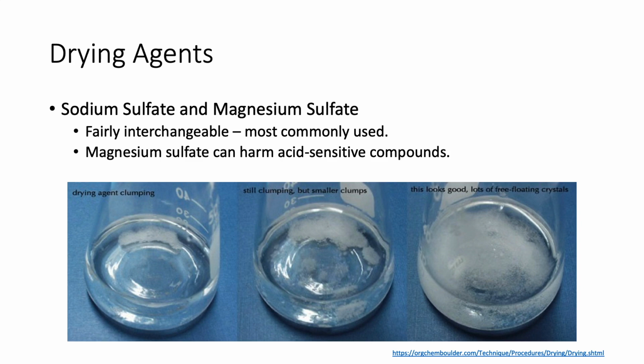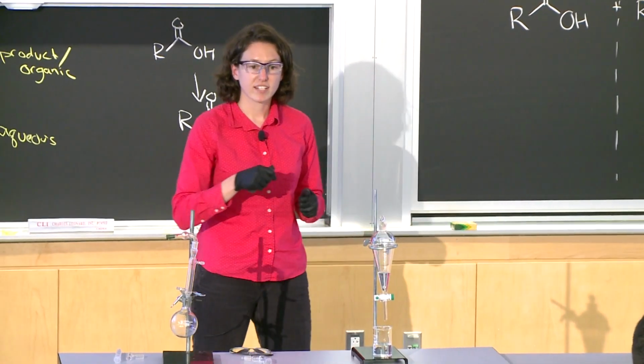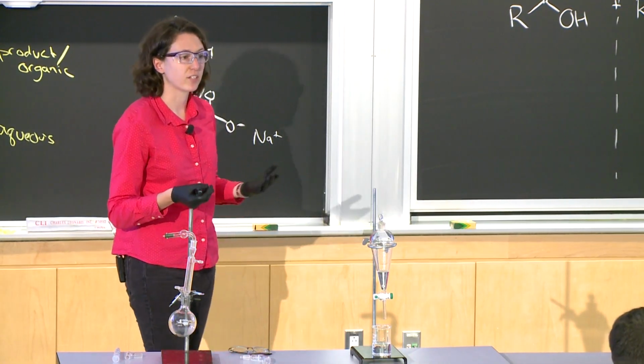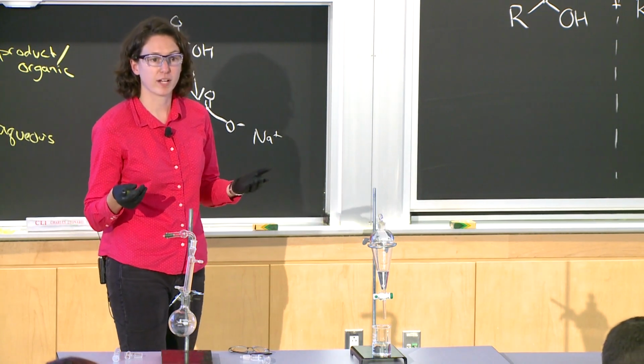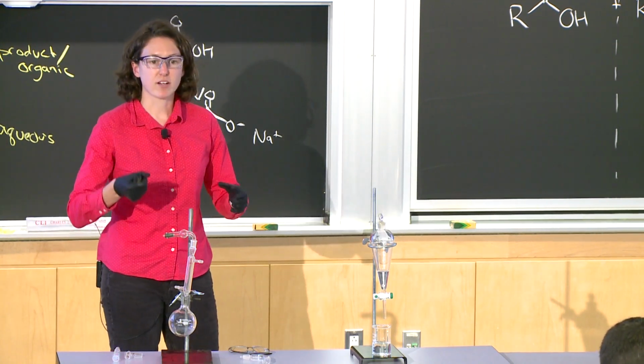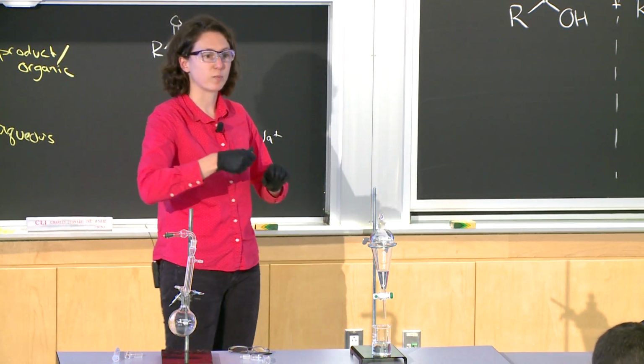It'll look kind of like a snow globe. It'll swirl around and be free-flowing crystals, and that is how you know when you are done, when it doesn't clump up anymore. So you don't need to go over and weigh it. I think there's an approximate weight in your lab manual, usually maybe around a gram. But don't bother weighing this out. You can just eyeball it, scoop in a little bit at a time.